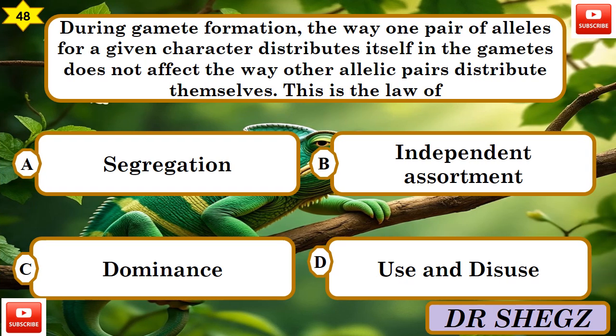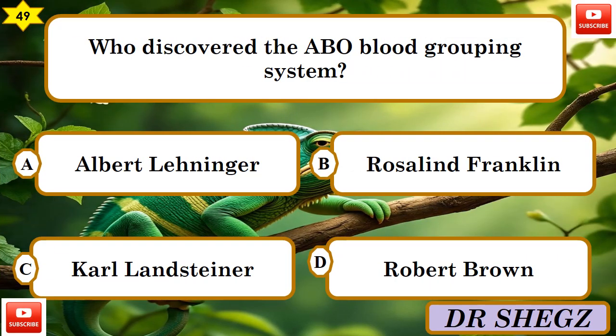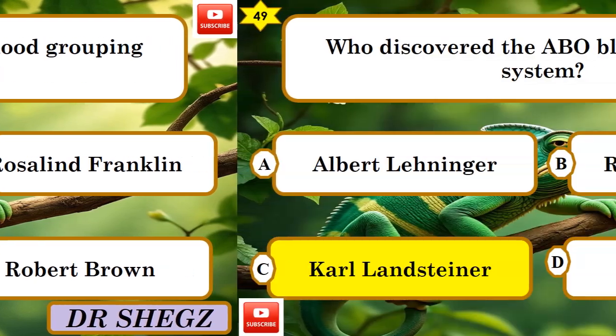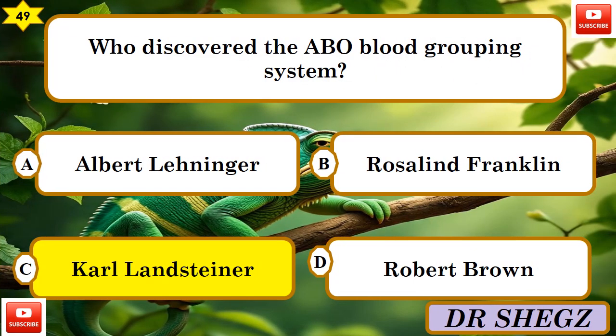During gamete formation, the way one pair of alleles for a given character distributes itself in the gamete does not affect the way other allelic pairs distribute themselves. This is the law of independent assortment of genes. ABO blood group discovery. Simple question here. It was Carl Landsteiner who discovered it.